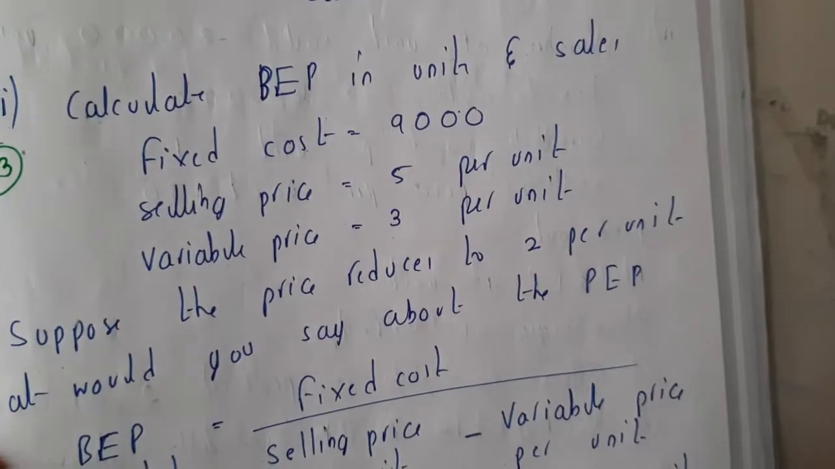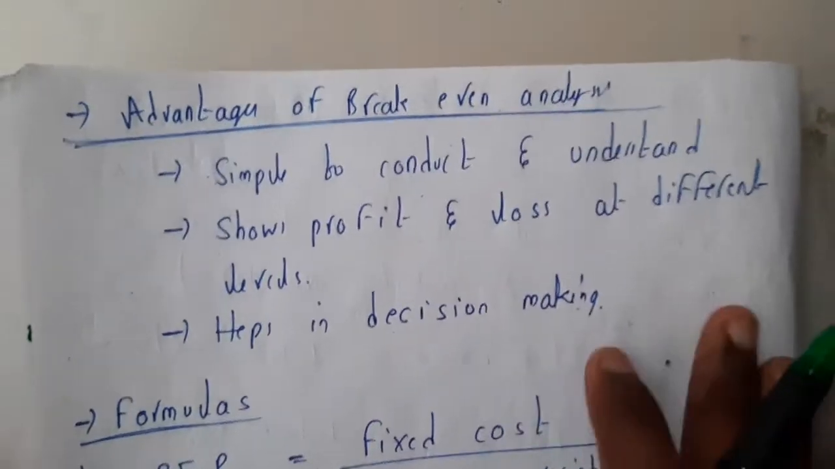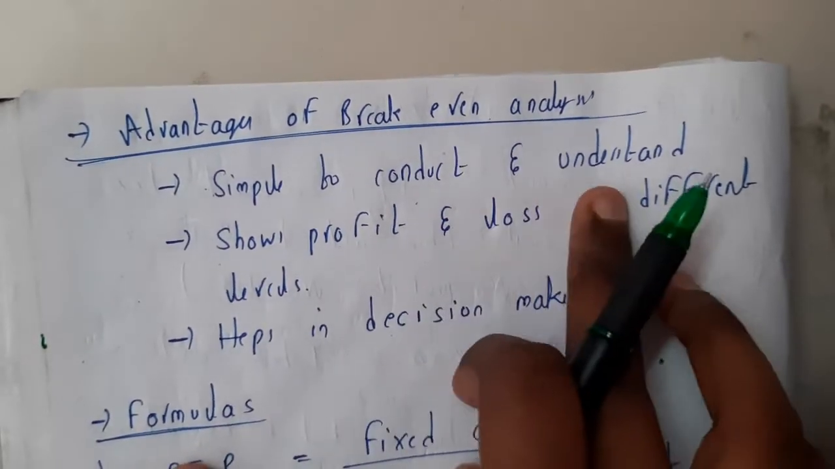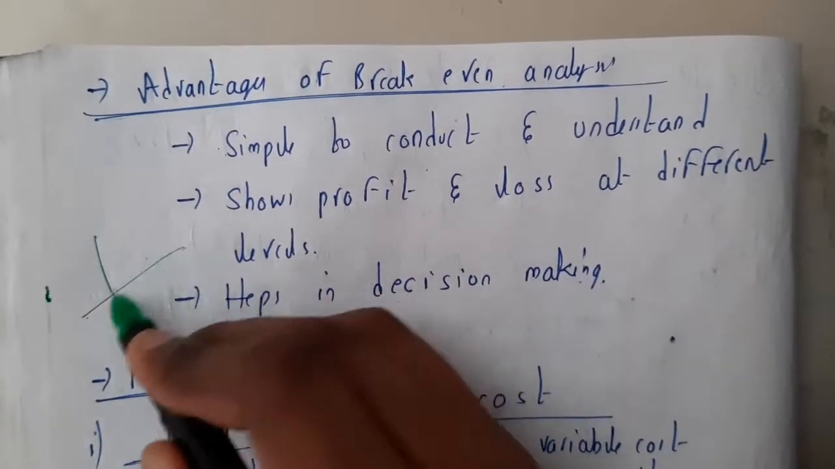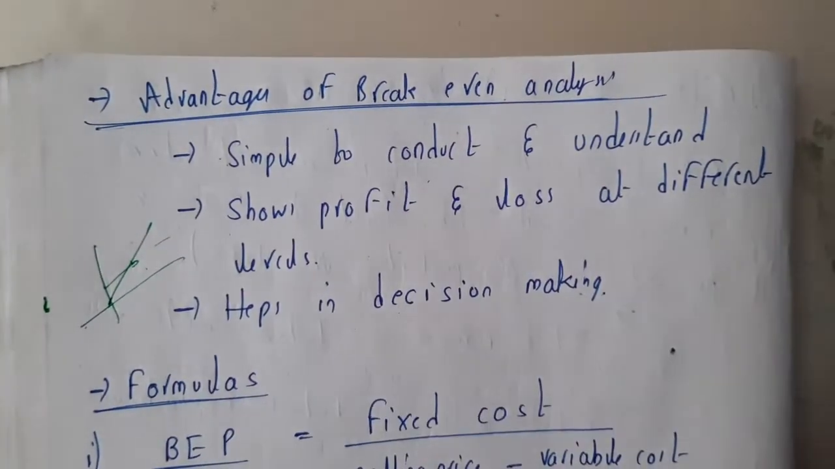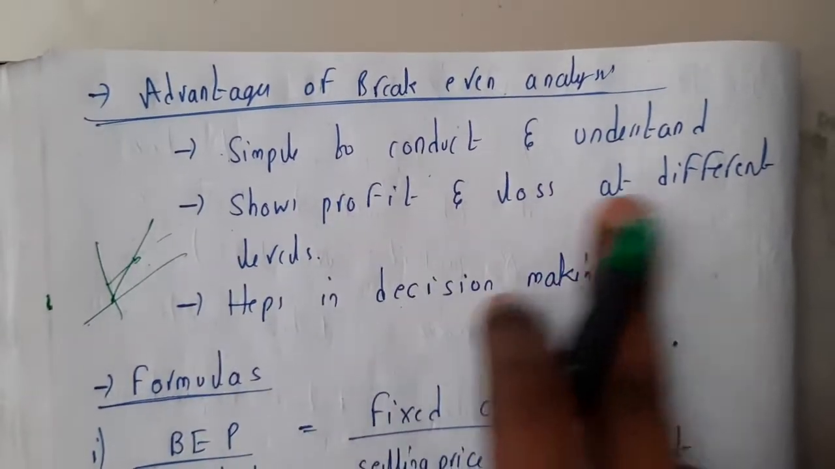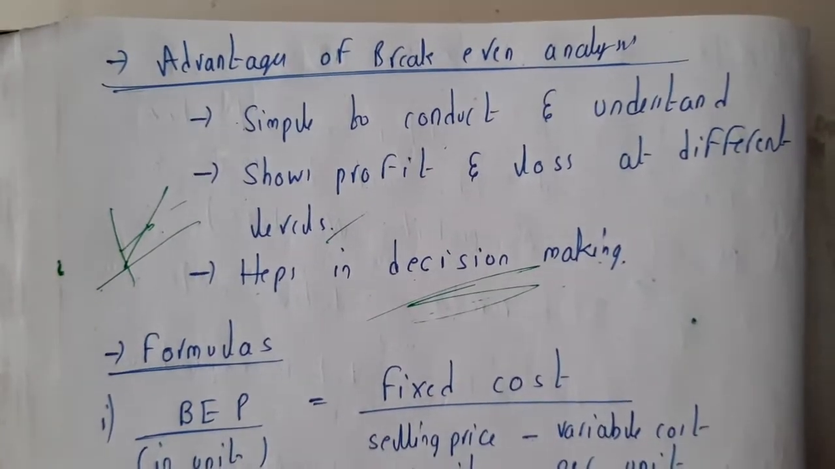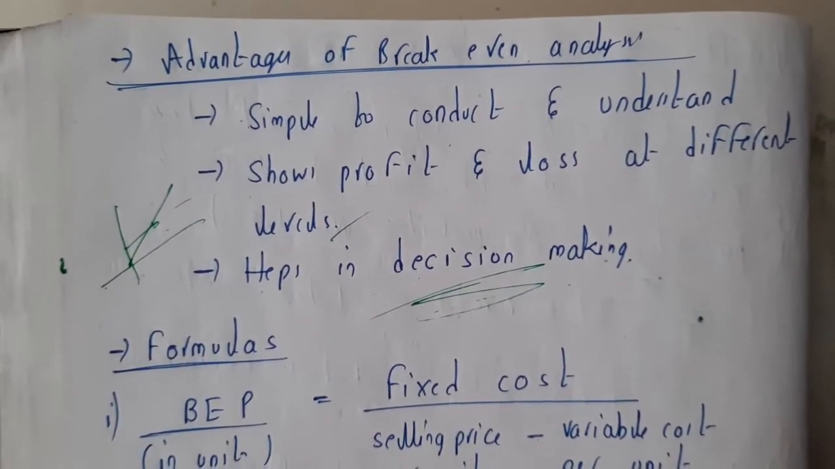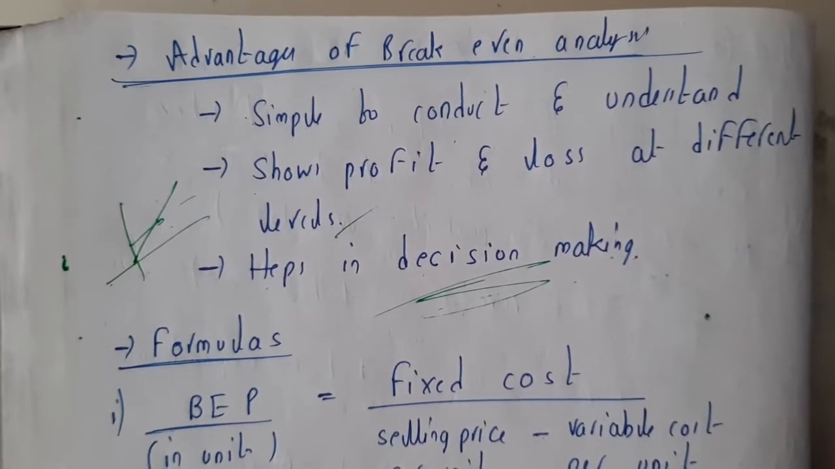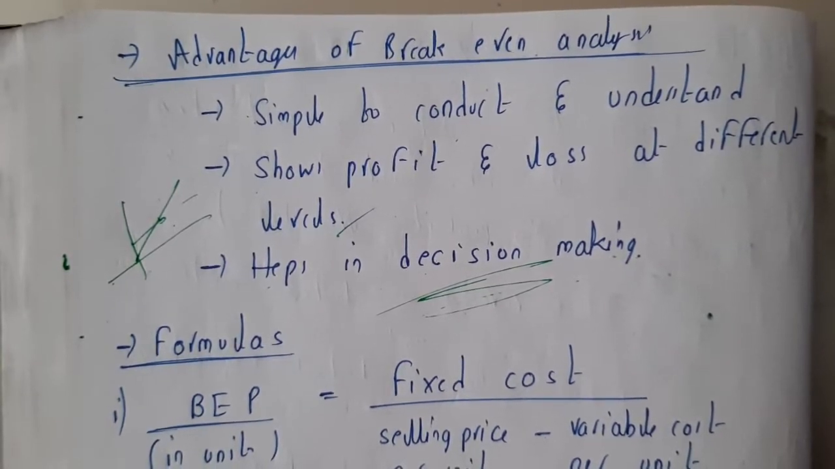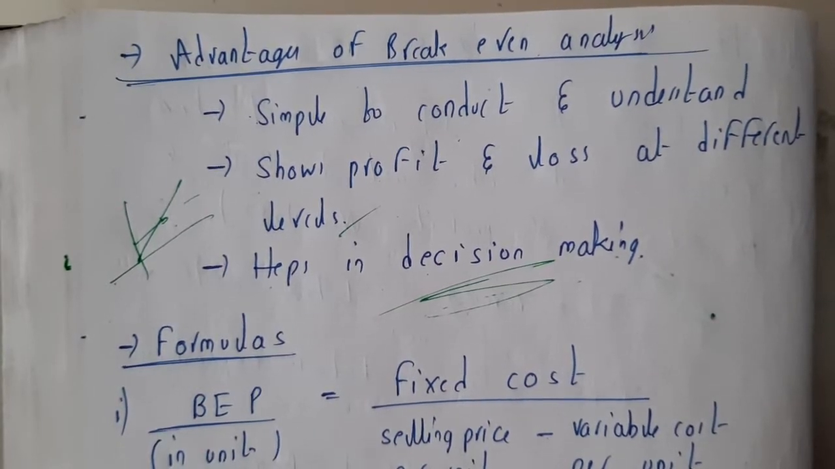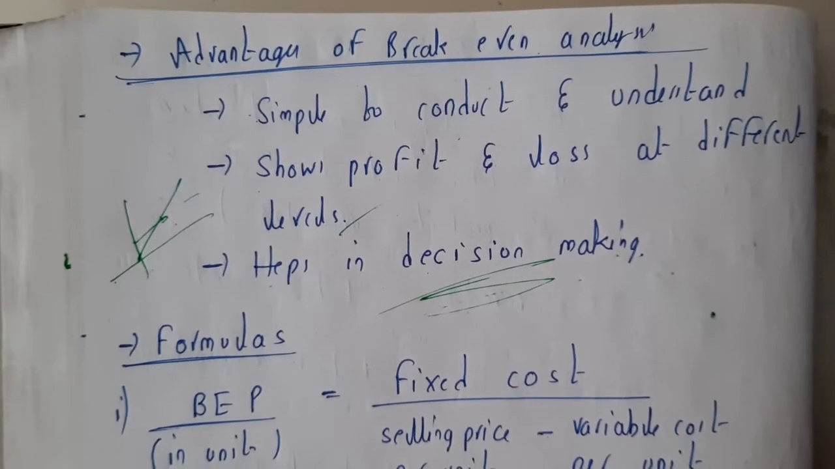Totally we have three different formulas. First let us go through the advantages, after that we'll go through the formulas, don't worry. Advantages: it is simple to conduct and understand, because once you reach that point you can say that your business is neither in loss nor in profit. It shows profit and loss at different levels, and it helps in decision making, so we can have a clear idea of what to do next. So this is all about break-even point. Please remember that there is a chance that we can get a question or a problem on this break-even point.